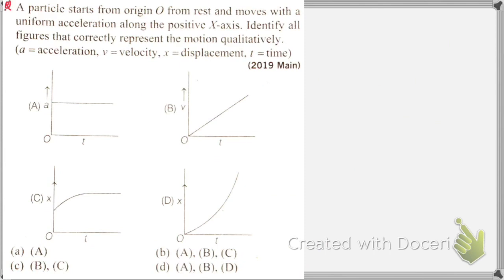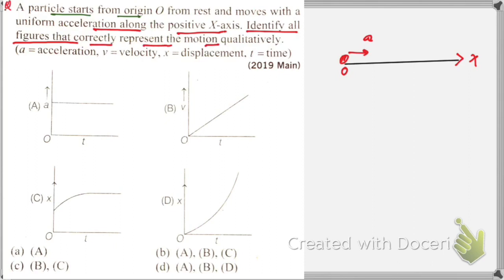So this is our next question. A particle starts from origin. So here you can see a particle, this is x-axis position, starts from the origin to move with a uniform acceleration. That means it is not changing with time. So acceleration is uniform acceleration along positive x-axis. So identify all the figures that correctly represent the motion, right? So we have to identify all the graphs which are representing this situation correctly.